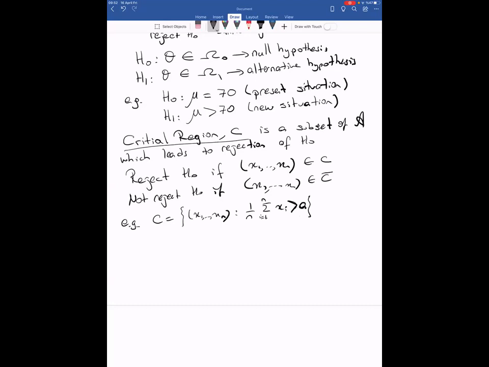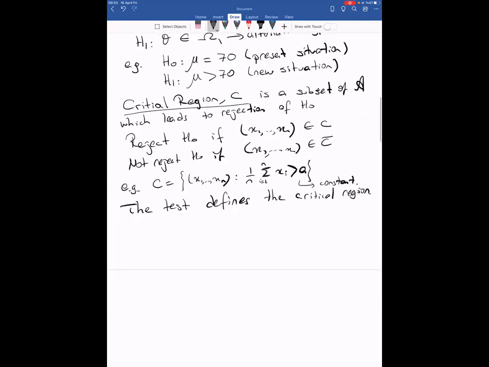So we need to define the value a, for some constant. We can take a sample and calculate the value of the sample mean, and if this value is greater than a, whatever a is, then we can reject our null hypothesis, or not reject. So basically our test defines the critical region. Okay, so what is a test actually?